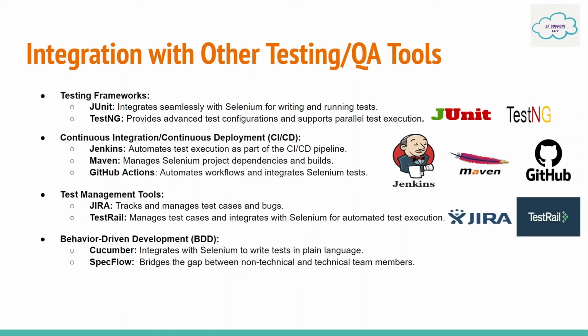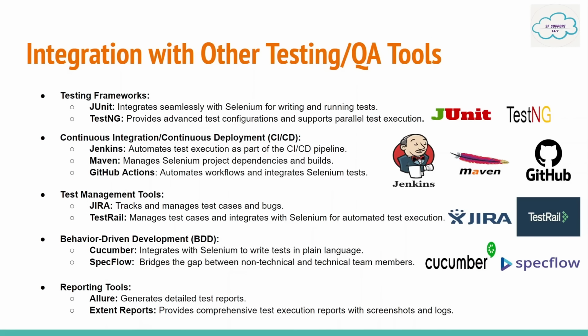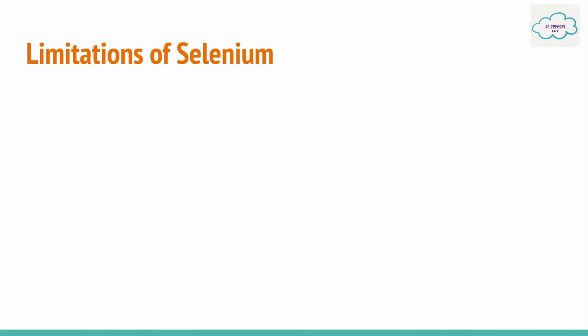If you have knowledge of Selenium and Java along with Cucumber, you will have a very good, high paying job. There are other tools such as SpecFlow that bridge the gap between technical and non-technical team members. In that scenario also, Selenium framework or tools are very useful. Reporting tools: Selenium can easily integrate with Allure, which is a test report generation framework. There is another tool called Extent Report. Selenium can integrate and generate reports with that also.